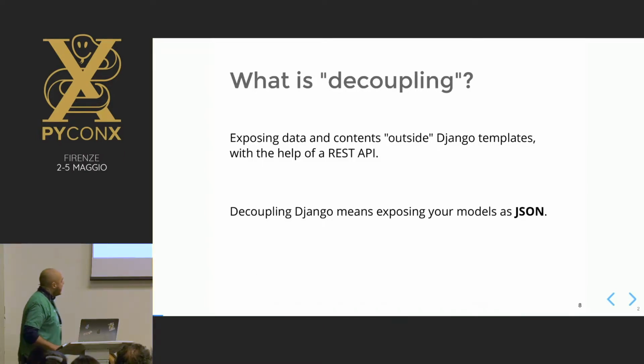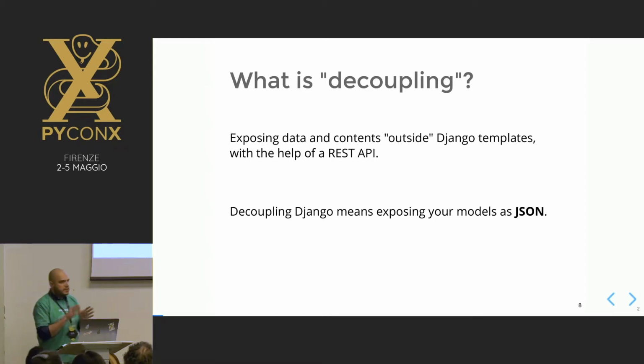So what is decoupling? Imagine a classic Django application where you have your templates and you might want to expose the data that is in your database to the outside world. So you do this by creating a REST API. In this case, we will see how to create a REST API with Django REST. Decoupling Django means exposing your data as JSON entities.